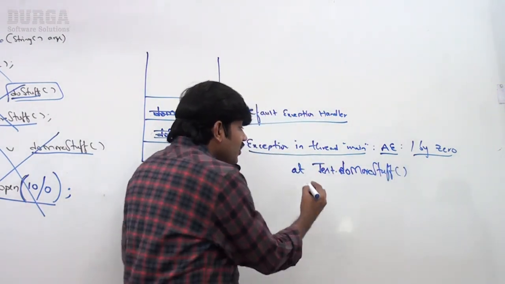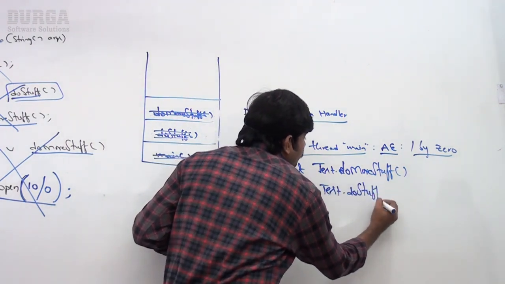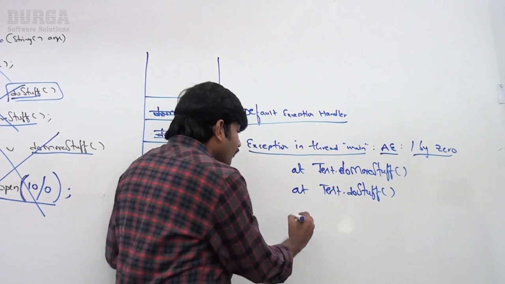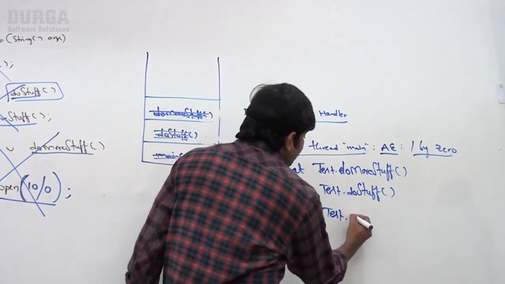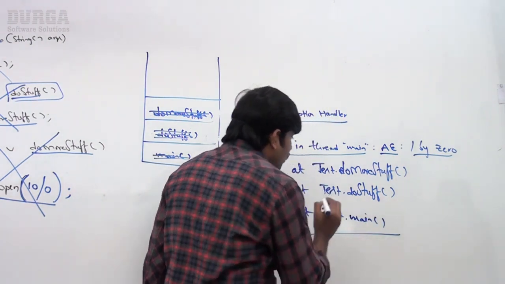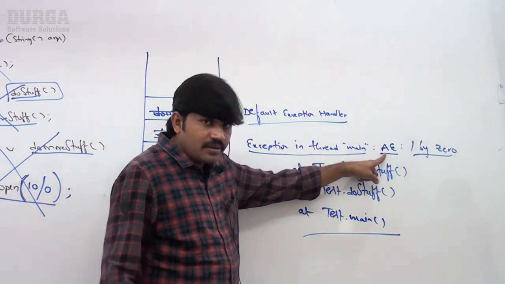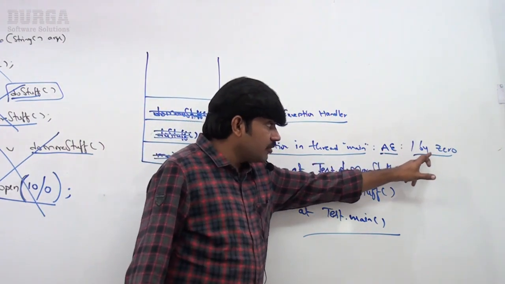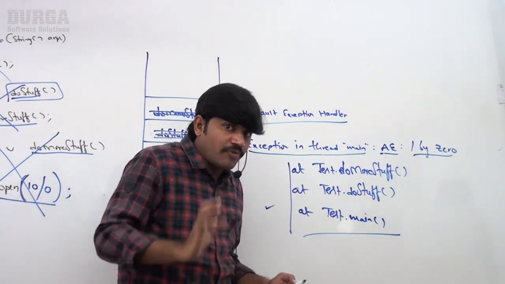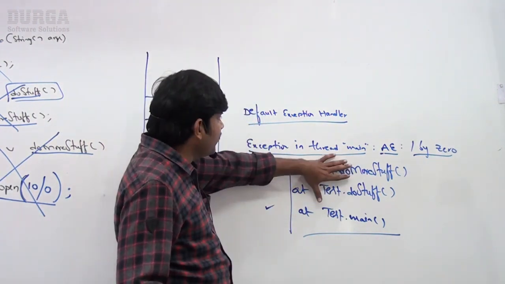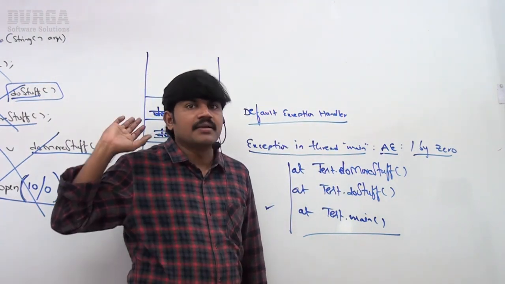This do more stuff is called by Test.doStuff. Do stuff is called by Test.main. Do stuff is called by main. So observe: Exception in thread main, ArithmeticException is the name of the exception, division by 0 is the description, and this one is the stack trace. In this format, exception information will be printed by the default exception handler, and it terminates the program abnormally. Remember this one.